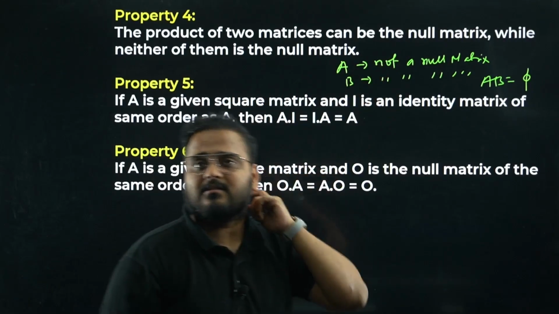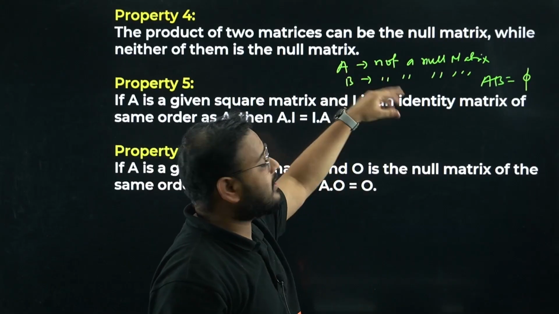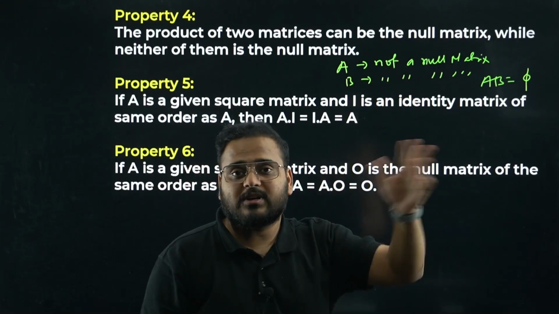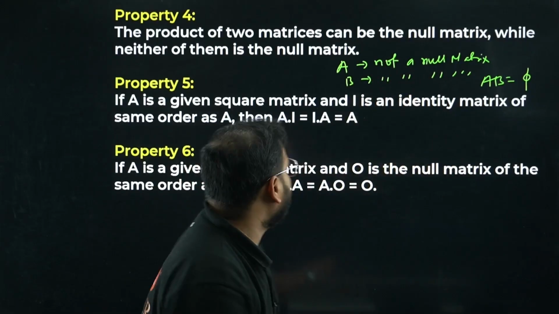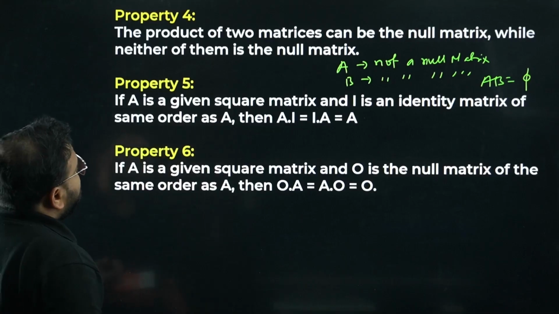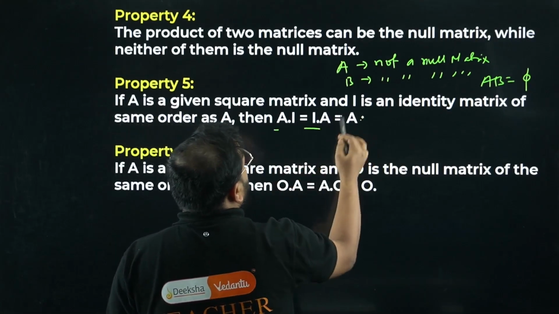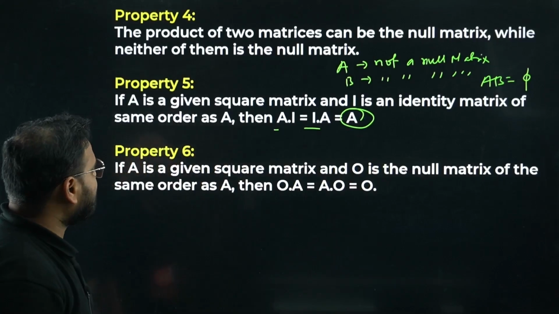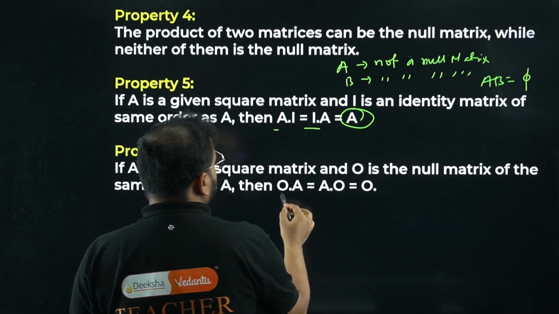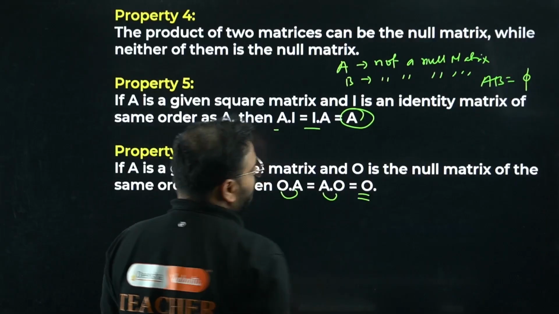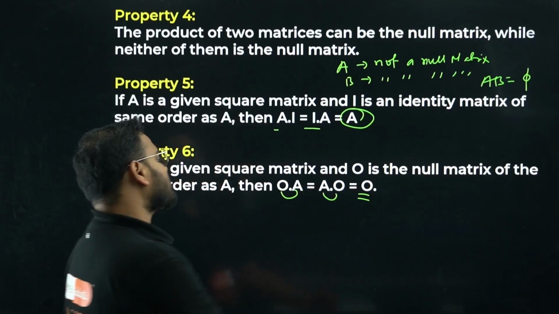Okay? So this question has been asked, whether they are saying that if AB is 0, what is the correct statement? Property 5: if A is a given square matrix and I is the identity matrix, this is true, AI or IA is the same as A. Property 6: if A is a given square matrix, multiply 0 with A or A with 0, the answer will be 0 only, right? So the null matrix will come as 0 only.